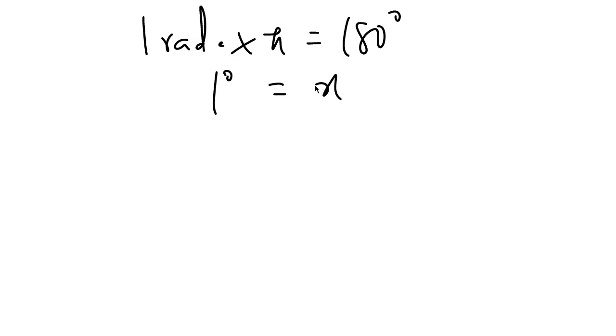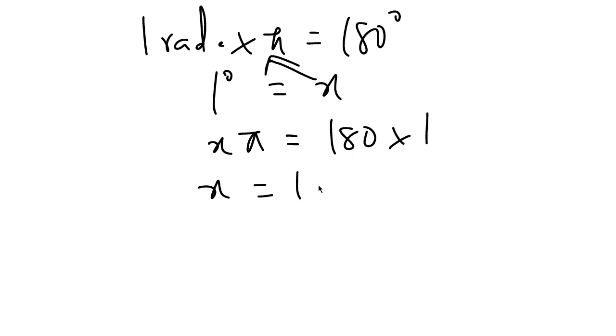Remember, I will say that 1 radian multiplied by pi is equal to 180 degrees. Hence, 1 degree will be equal to x. So we cross multiply. We now have that x pi is equal to 180 times 1. So we can say that x is equal to what? Is equal to 180.